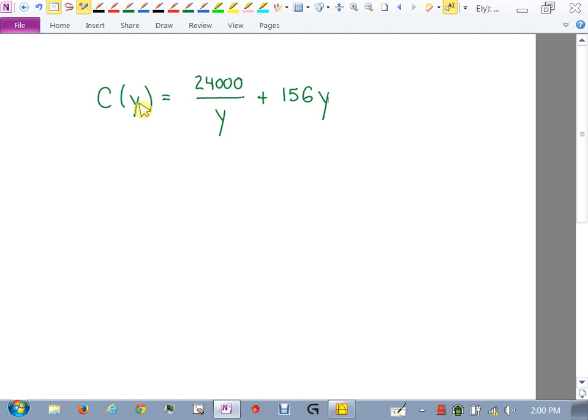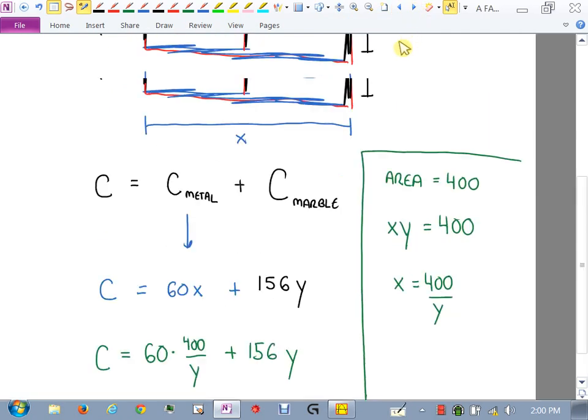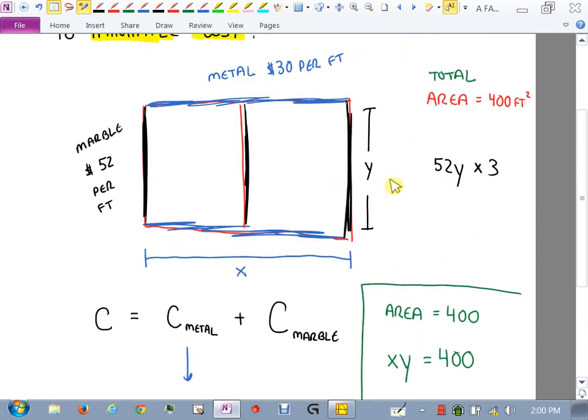And now I need to figure out, am I on a closed interval? Is this function restricted to a closed interval or not? This is a key to the problem right now, because if it is, I can use a closed interval method. So take a look at this fence for a second. Give me some restriction on y. What can y not be less than?